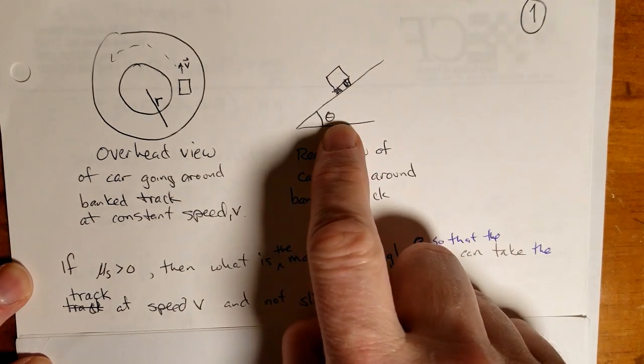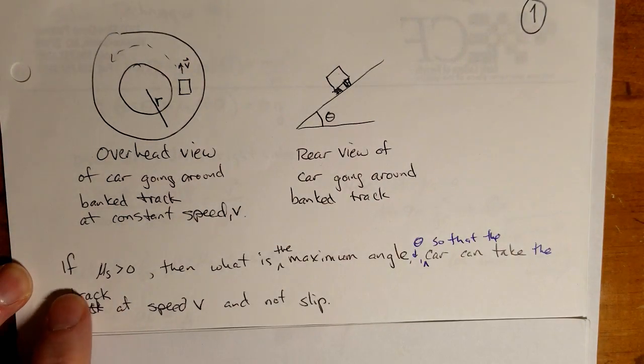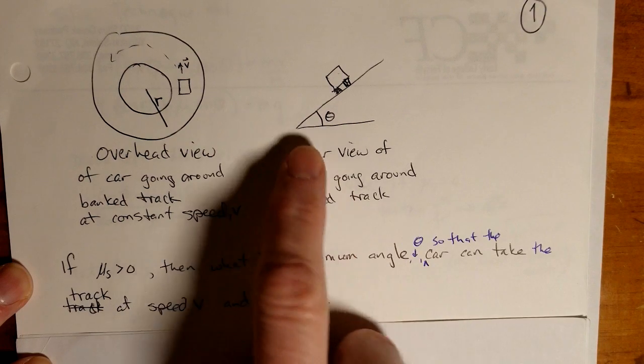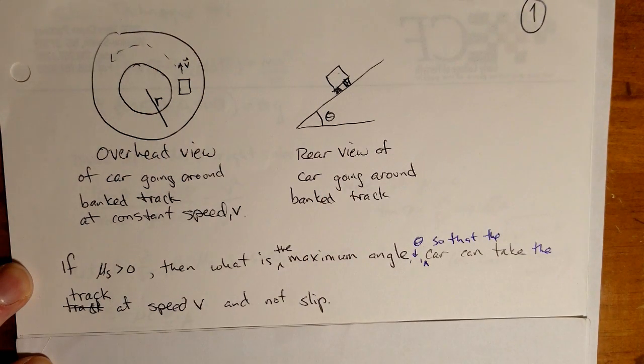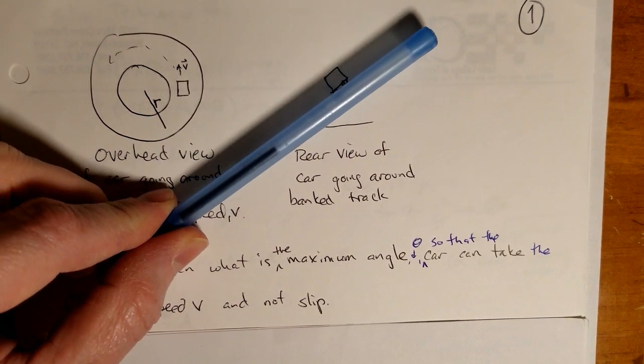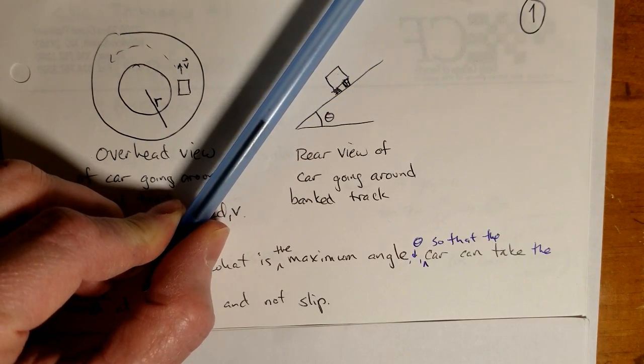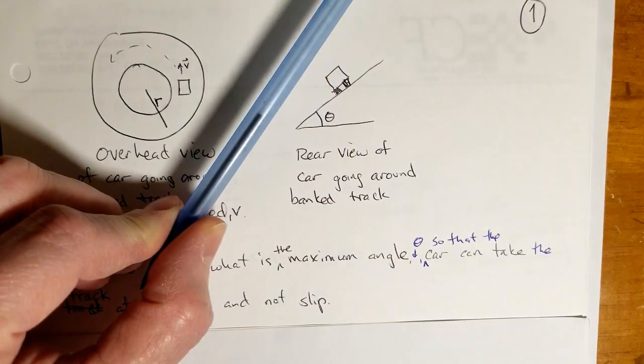It is banked at some angle theta, and if we're dealing with a frictioned situation, so the static coefficient is greater than 0, what's the maximum angle theta so that the car can take the track at a speed v and not slip? Normally it's at some particular angle, and as we increase it, at some point the car is going to start to slip down the track.